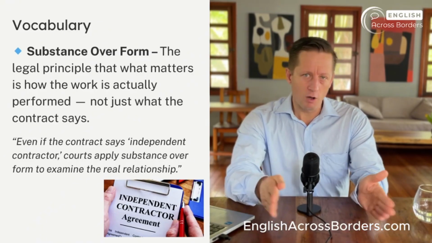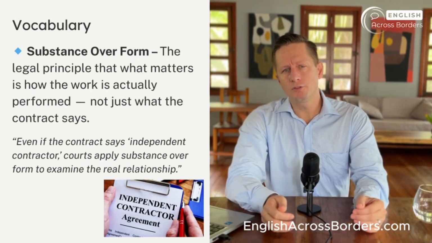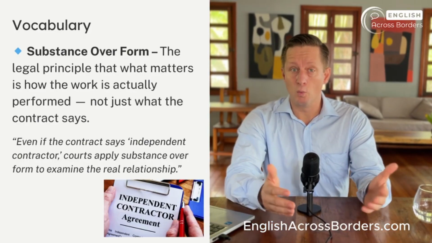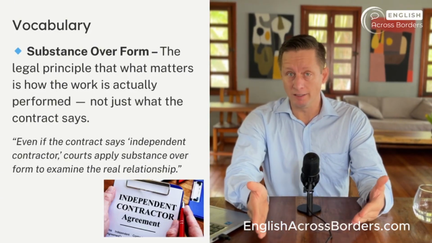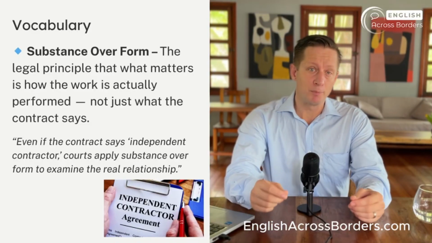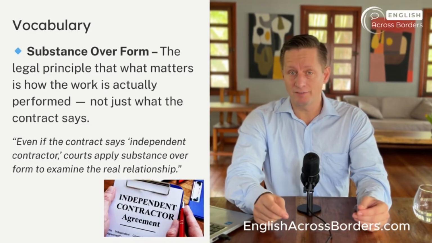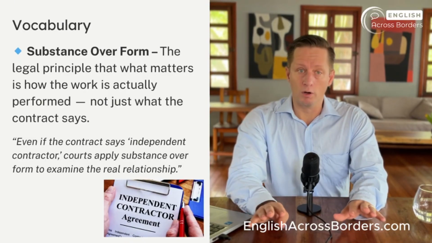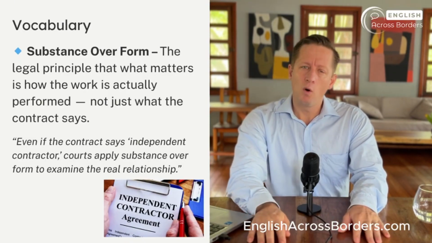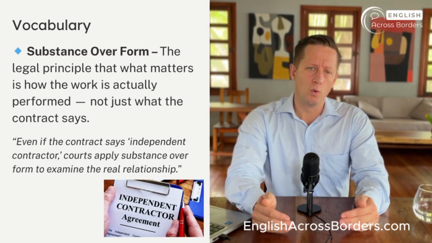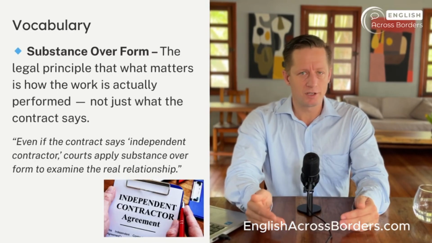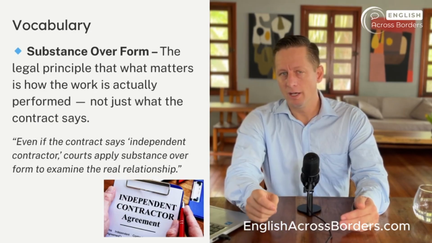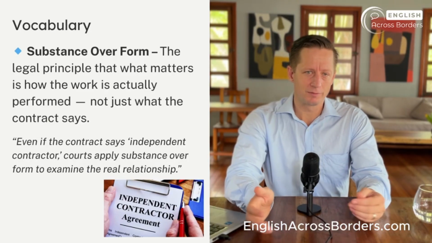That's substance over form. In Costa Rica, this principle is crucial because labor laws protect workers who are effectively employees, even if the paperwork tries to classify them differently. So, when advising clients or reviewing contracts, always focus on the actual working conditions and not just the label. This ensures compliance with labor law and avoids costly disputes.